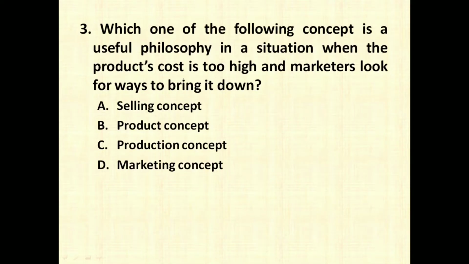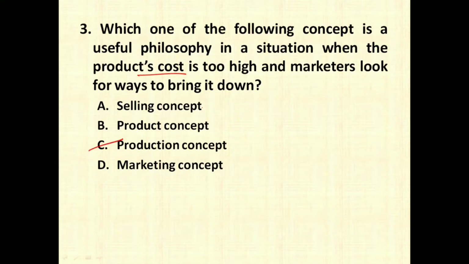Which one of the following concept is useful philosophy in the situation when product's cost is too high and marketers look for ways to bring it down? Selling concept, product concept, production concept, marketing concept. So there are 6 concepts which you have to study in marketing, out of which 4 are given here, and they are saying that whenever a philosophy says about product cost and marketer looks to bring down that product cost, then it is nothing but it is production concept, which is option number C.